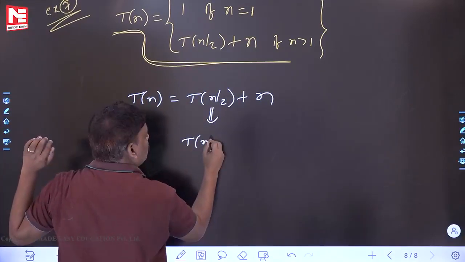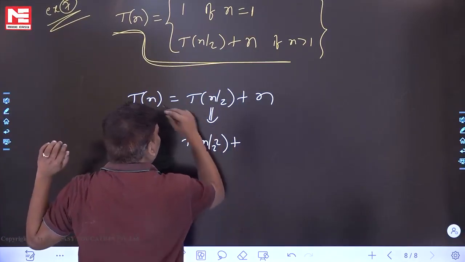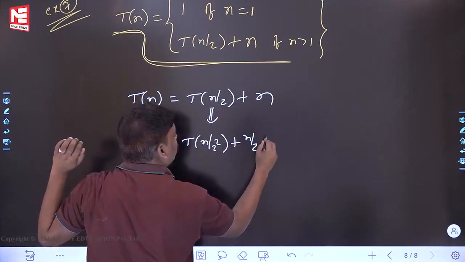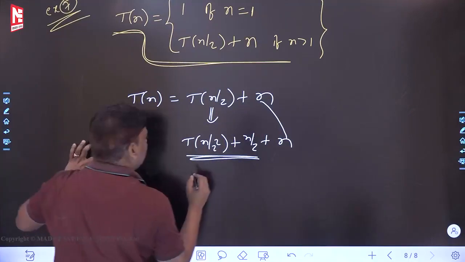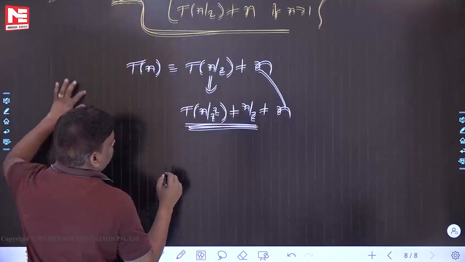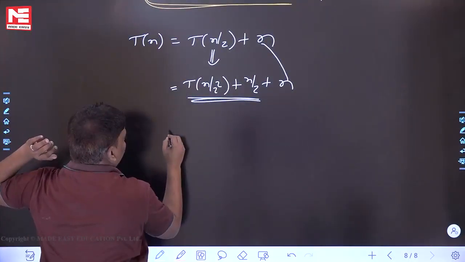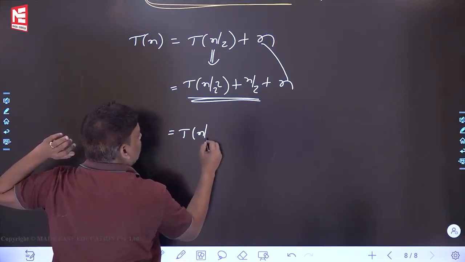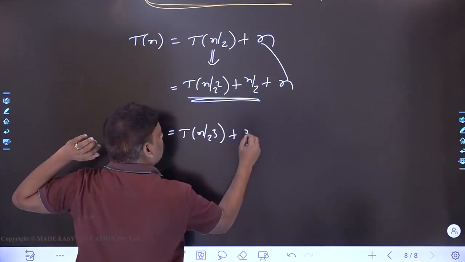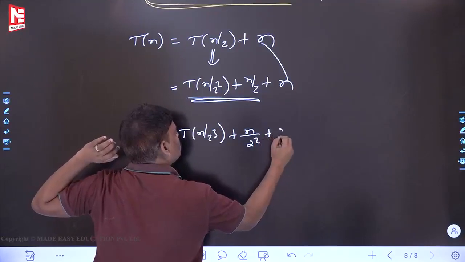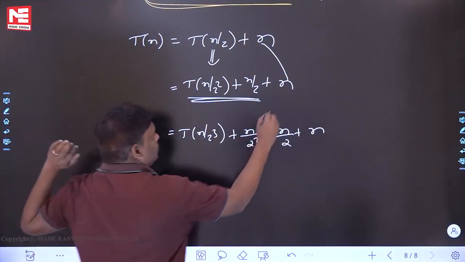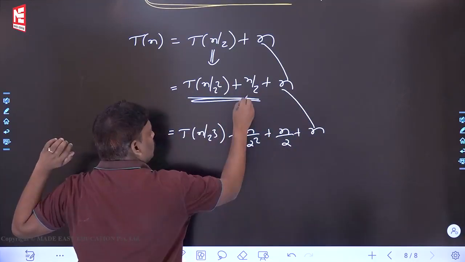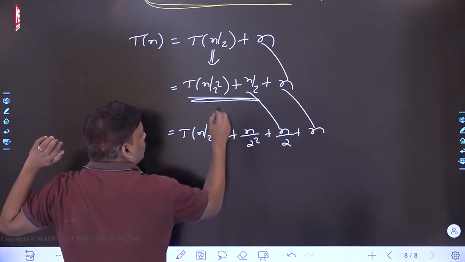What is the answer? T(n/2) plus n there, n/2 there. Already n is there as it is. Let's do one more time, 3 times we have to do. It will become T(n/2^3) plus n/2^2 plus n/2 plus n. This one as it is, this one n/2, this one n/2 square.